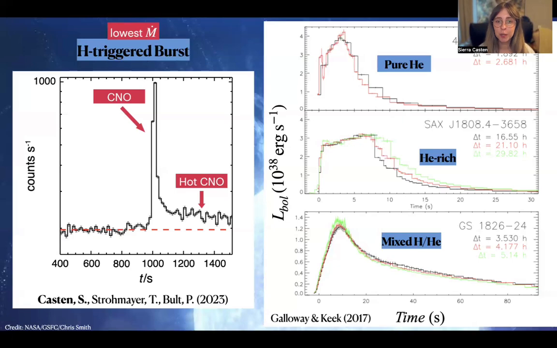Zooming in closer to the weak burst from the NICER observation, we can see this light curve has its own unique profile shape compared to these other helium-triggered bursts on the right.